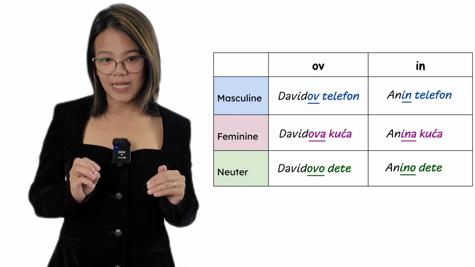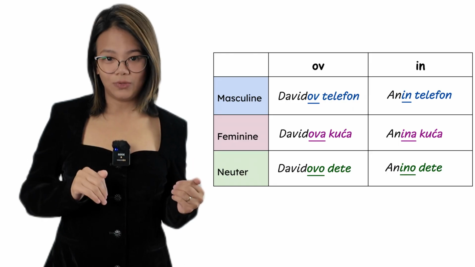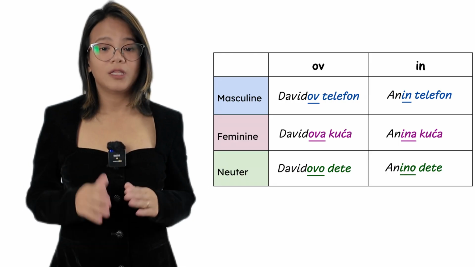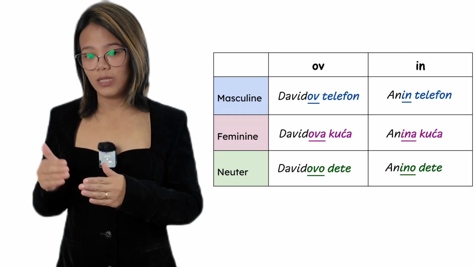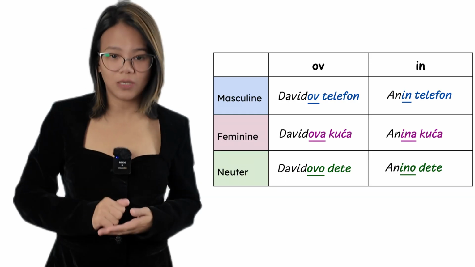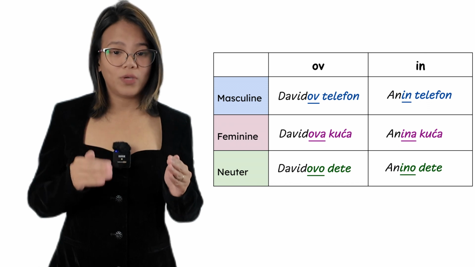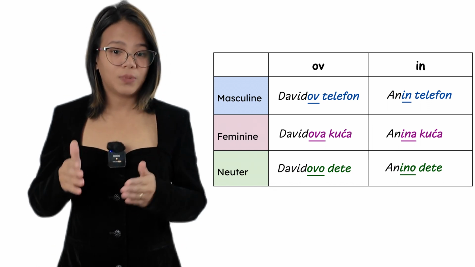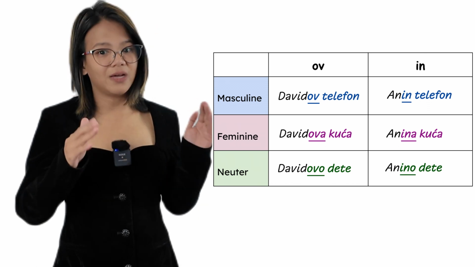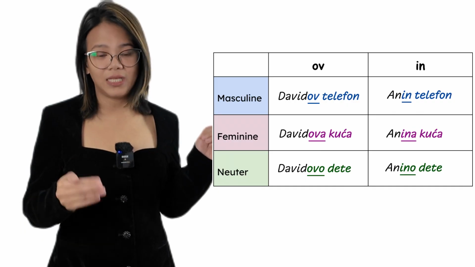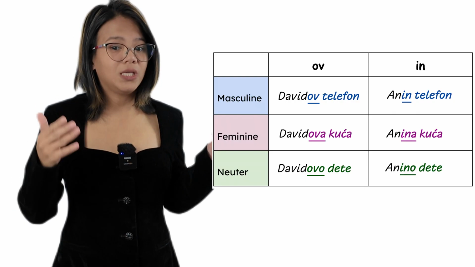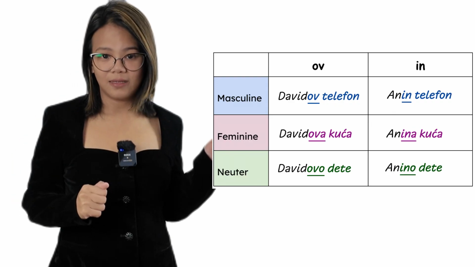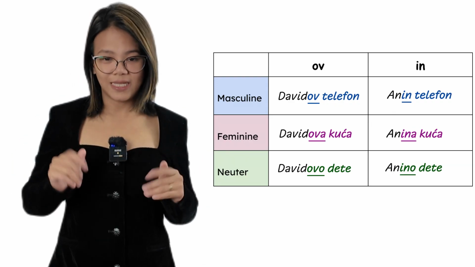Remember the exceptions? Masculine names ending in a use in. Some names use ev instead of ov. The most important thing to remember, look at the gender of the thing being possessed, not just the owner. The ending always matches the thing, not the person who owns it. Davidova kucha. David is masculine, but kucha is feminine, so we use the ova ending. This is the key to getting it right.